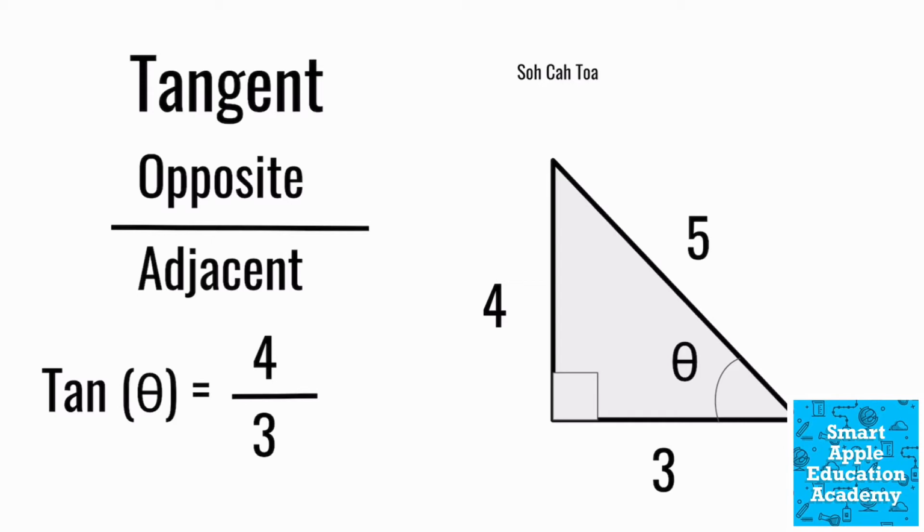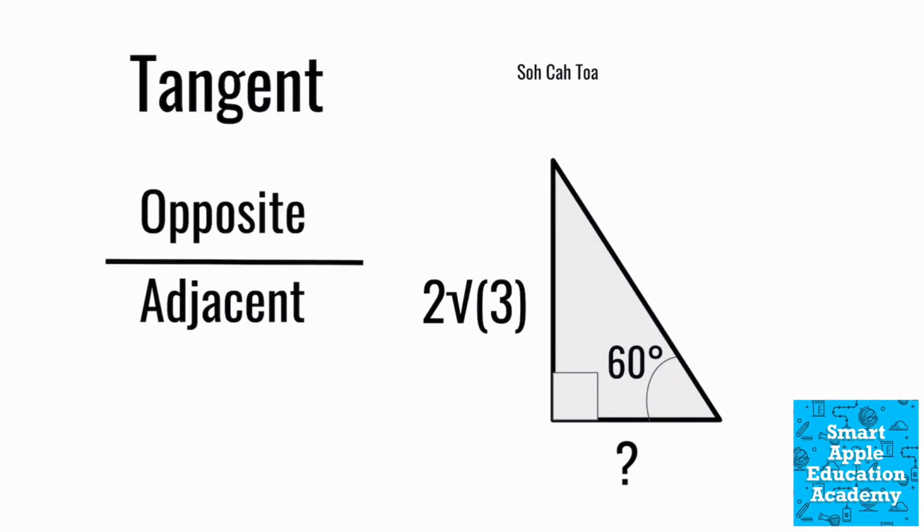Now let's move on to the next problem. Let's look at the right triangle on the right side of the screen. There is a leg that is 2 times the square root of 3 units long. There is a leg that is marked with a question mark, and the hypotenuse is unlabeled. There is also an angle marked with 60 degrees. So what's the problem? Let's find the length of the leg marked with the question mark.